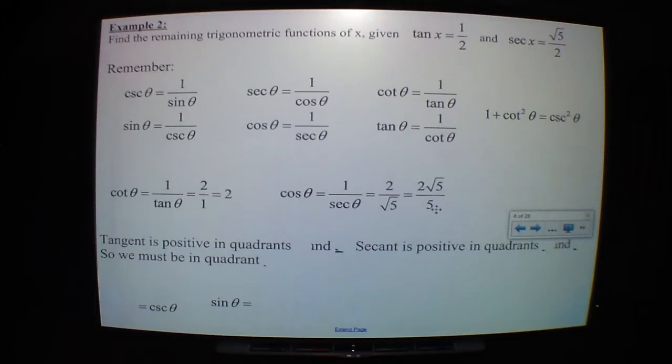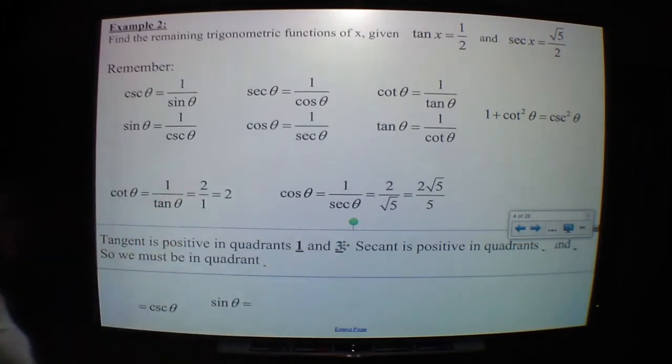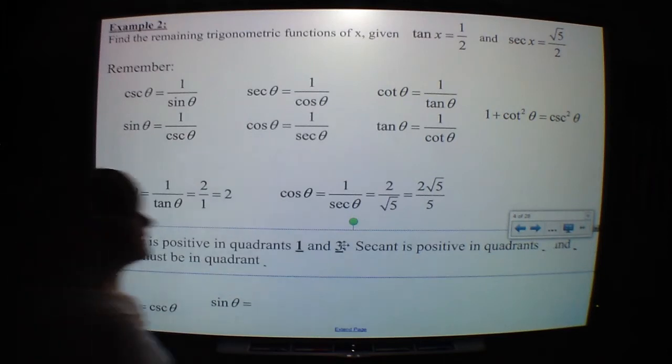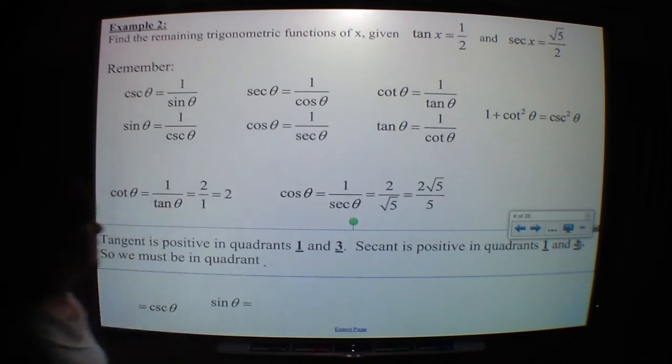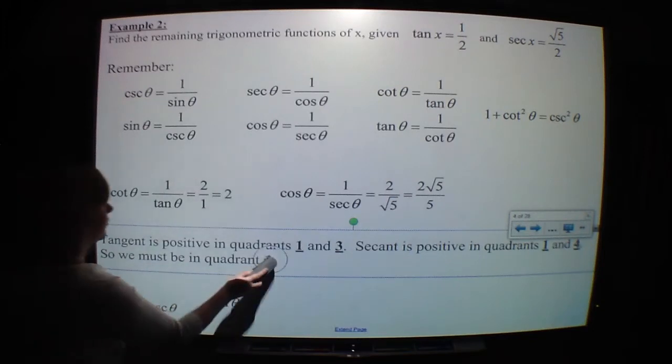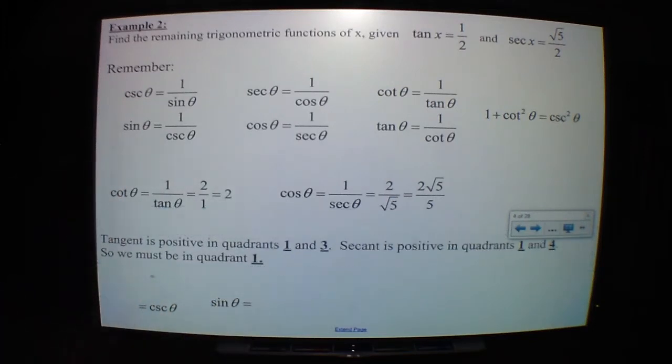Now let's figure out what quadrants we're in. Remember that tangent is positive in the first quadrant and the third quadrant. Secant is positive in the first quadrant and the fourth quadrant. So I have to be in the first quadrant. That's where tangent and secant are both positive. So we have to be in quadrant 1. So just remember that they're all going to be positive. Okay? So I have tangent, I have cotangent, I have secant, and I have cosecant.